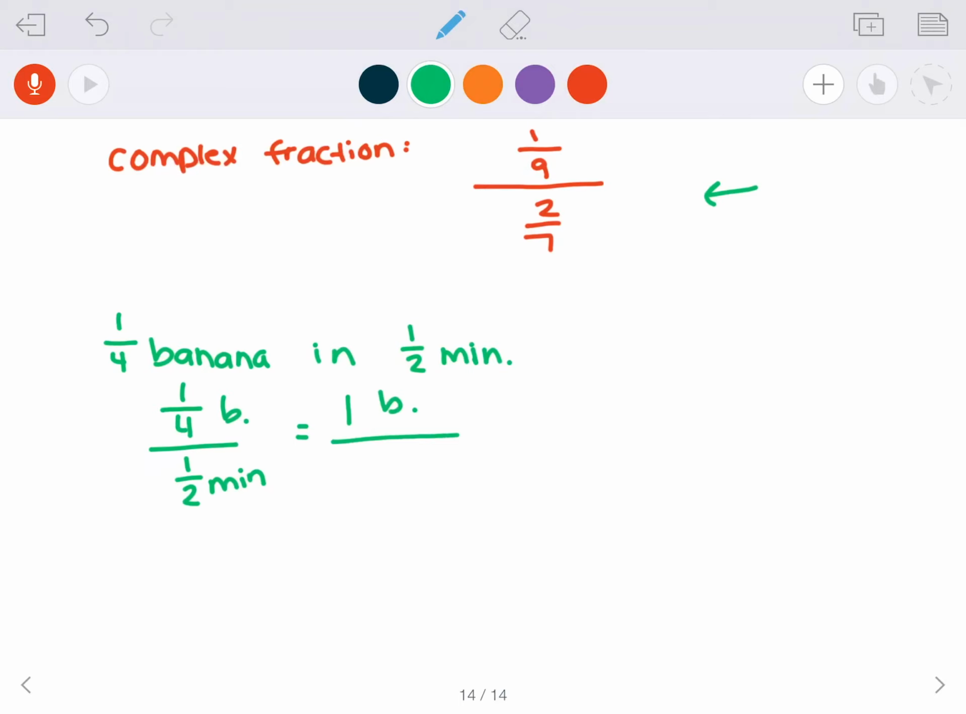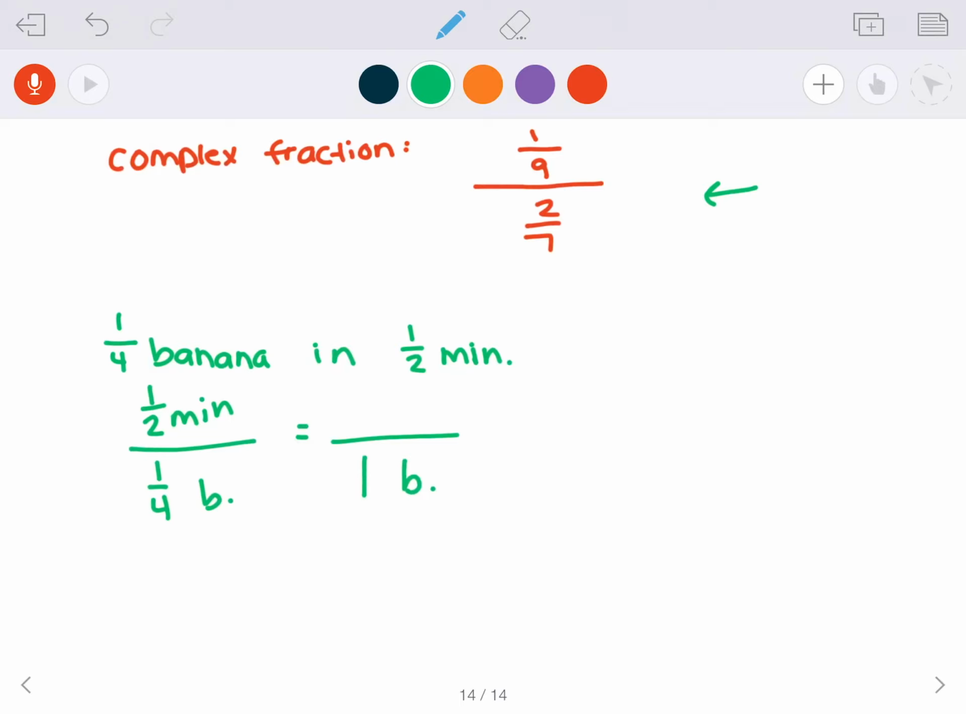So step 1 says set up your rate. The rate here is the complex fraction. And I told you to write 1/2 minute over 1/4 banana. You can write it either way. Let me change mine so that it matches the notes page. So it says 1/2 minute over 1/4 banana. And again, I need to know how long it will take him to eat one banana.